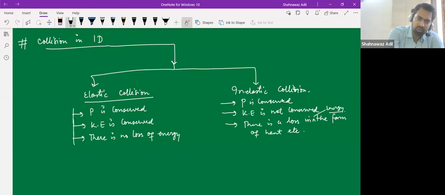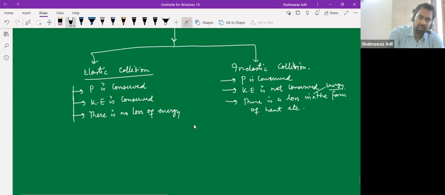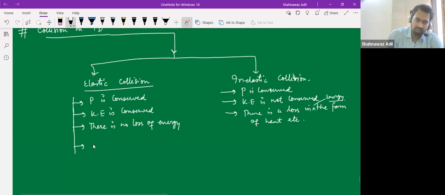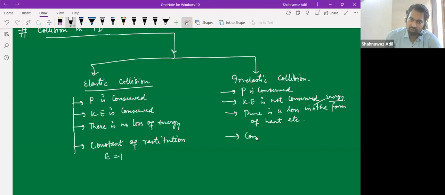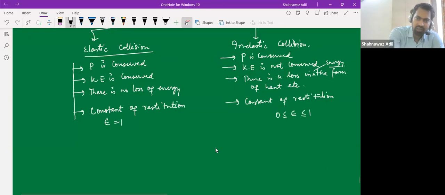So the most important thing about elastic collision is its coefficient of restitution, or constant of restitution, that is denoted by e. For elastic collision this is 1. And in the inelastic one, this constant of restitution is between 0 and 1.